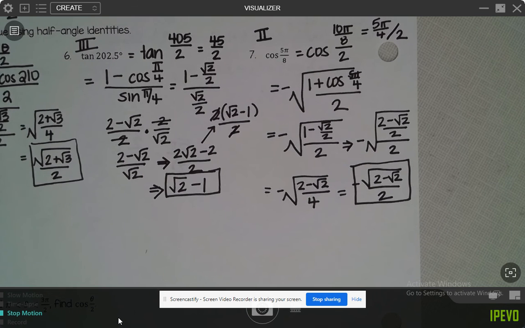We have to know our unit circle. I promise you, if you don't know it, you will not finish your quiz on Friday.